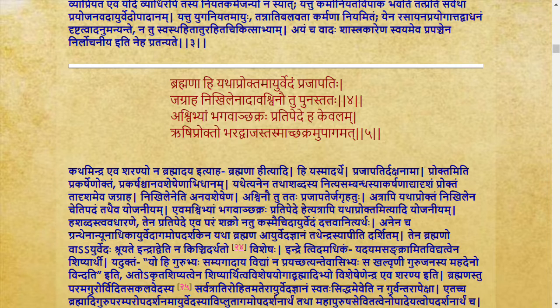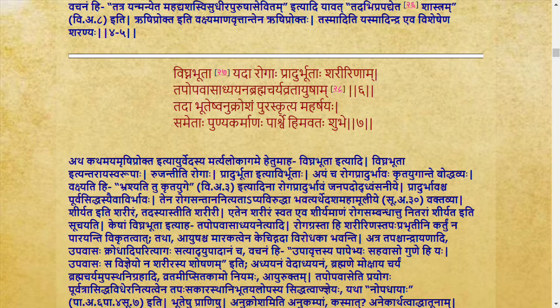Moving to the next shloka, shloka number 6. I quote shloka number 6. Vigna bhuta yada rogaha pradurbhutaha sharirinam tapa upavasa adhyayana brahmacharya vratayusham. There was a manifestation of different kinds of diseases, explained as rogaha pradurbhutaha. Different diseases manifest in the body, Sharirinam Vigna bhutaha. That becomes an obstacle for doing different activities, explained as tapa, upavasa, adhyayana, brahmacharya, etc.